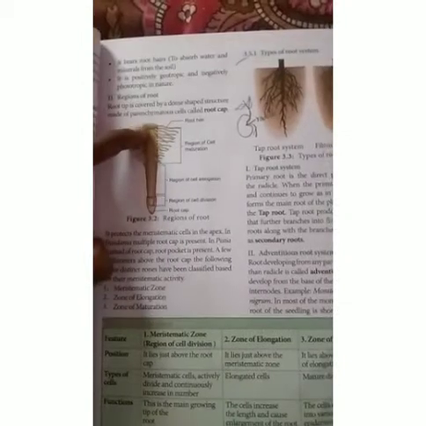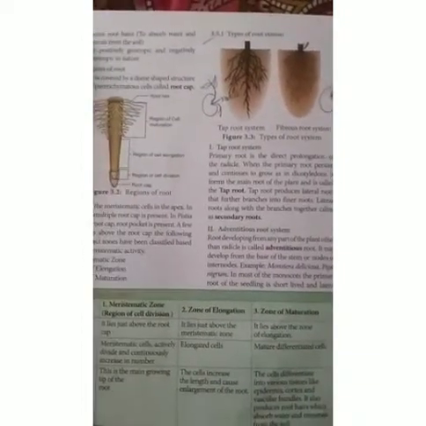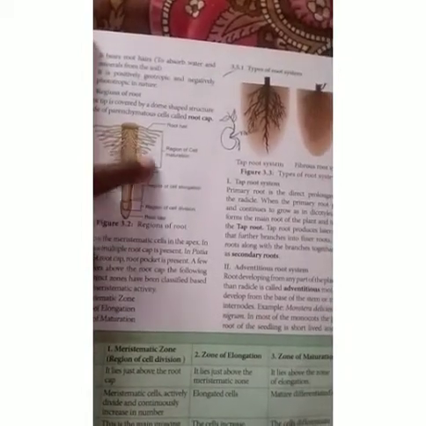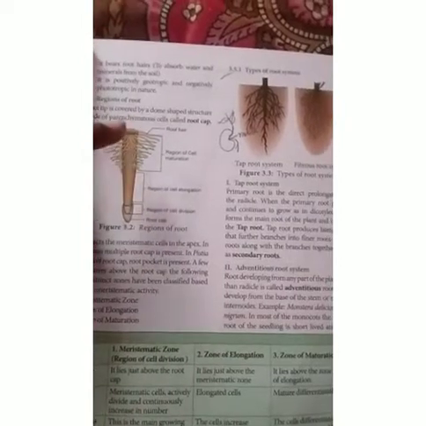Next we go to the zone of cell maturation, or region of cell maturation. It lies above the zone of elongation. Mature, differentiated cells are seen here. The cells differentiate into various tissues like epidermis, cortex and vascular bundles, seen in this region only. What is the main function of this region? It absorbs water and minerals from the soil. You are seeing that so many root hairs are present only in the zone of maturation.